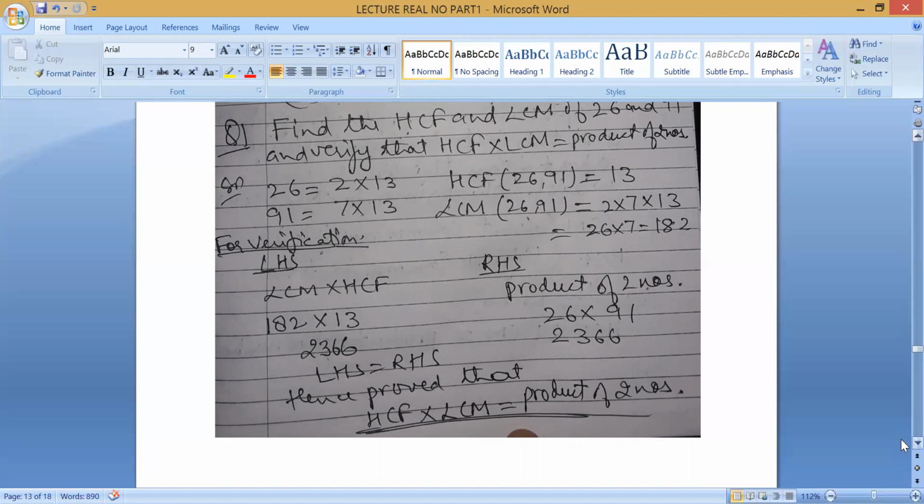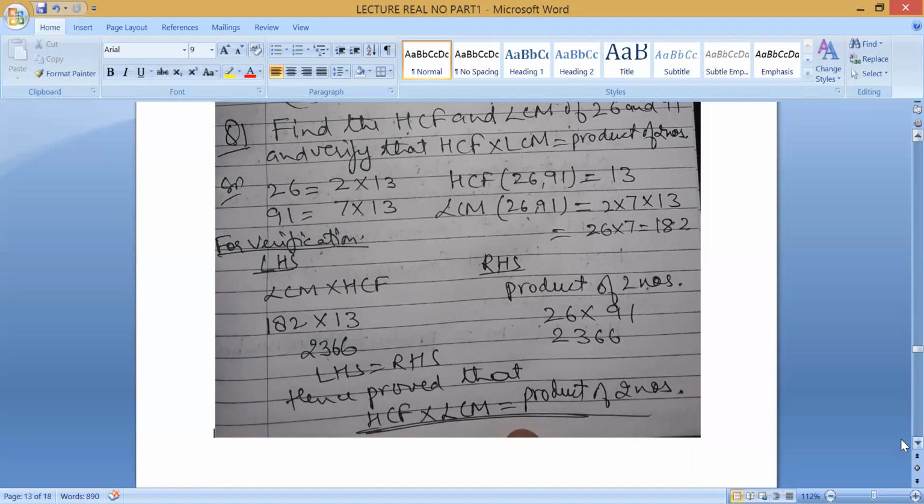First of all, to find the HCF, I will find the prime factors of 26. So 26 equals 2 into 13. The factors of 91 are 7 into 13. After calculating the prime factors, I see which number is common. That is, 13 is common. HCF of 26 and 91 is 13.